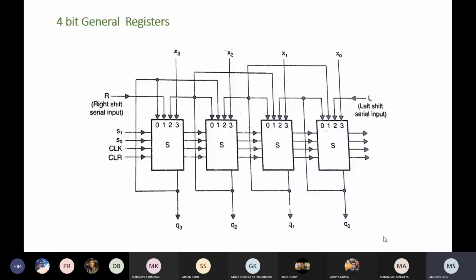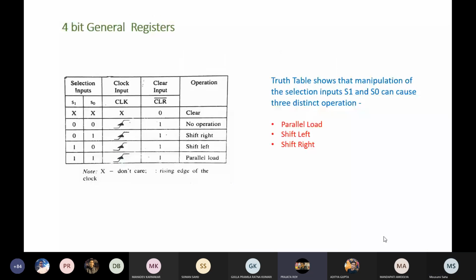So depending on the clock, the outputs will appear in the next clock pulse. So what is your question, beta? Ma'am, I didn't know that it was positive edge triggered, that's why I was confused by the signs. Okay, good.